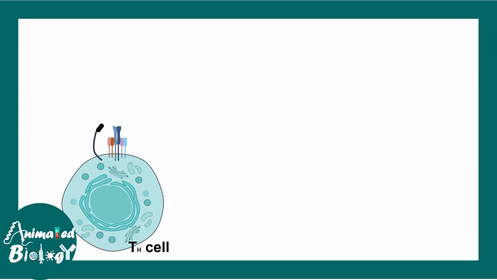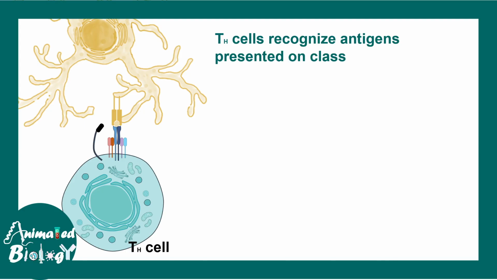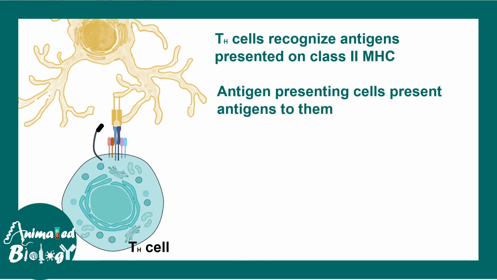So T helper cells are generally produced in the bone marrow. Eventually they mature in the thymus, and at the end of the thymic training, they become naive T helper cells. But these naive T helper cells need to be activated by antigen presenting cells such as a dendritic cell. After the T cell activation, the T cell would interact with other cell types, or it will differentiate into different subtypes.